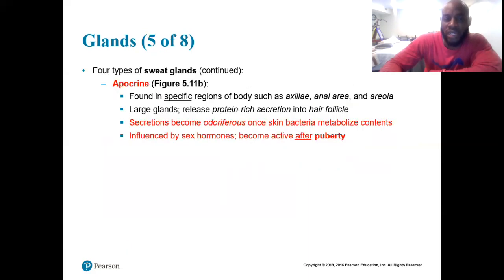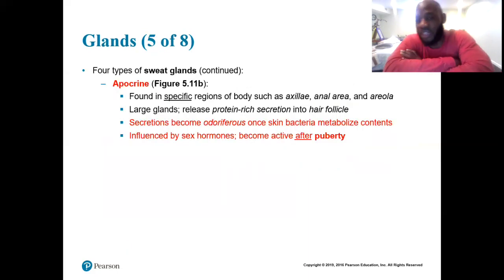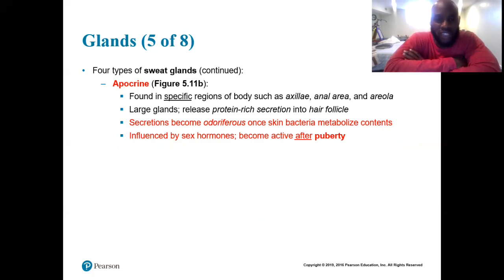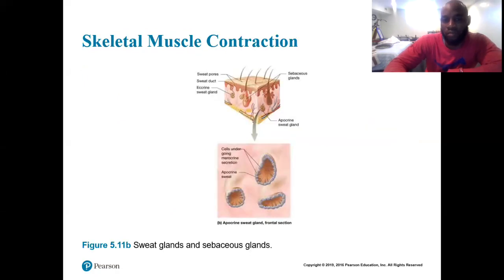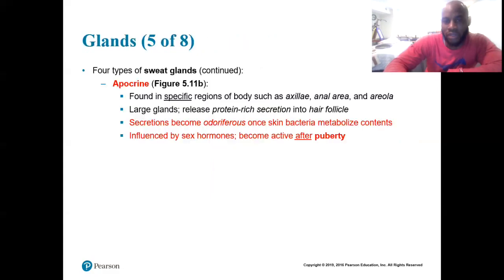You have the apocrine sweat gland, found in specific regions, axilla, anal area. Large glands release a protein-rich secretion into the hair follicle. Secretions become odoriferous once skin bacteria metabolize the contents, and these we see are influenced by sex hormones, becoming active after puberty, apocrine glands. So that's near the hair follicles.